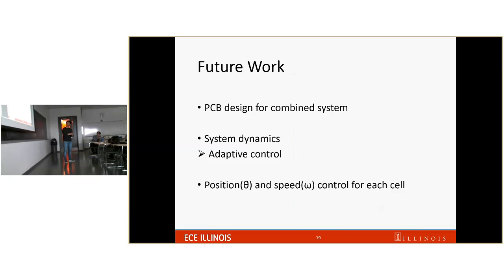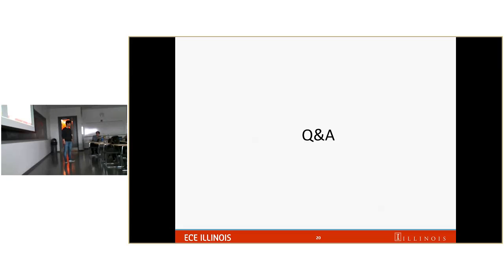The work that I need is system dynamics with adaptive control, because as I said, Kp and Ki should be adjusted as it moves. And now the system is bulky and messy, so I'm going to design a PCB for the combined system. Position and speed control should be implemented to fix it to certain positions so that it doesn't fly away or move in a direction that I don't want. So this is all I have today, and I'm open to questions.